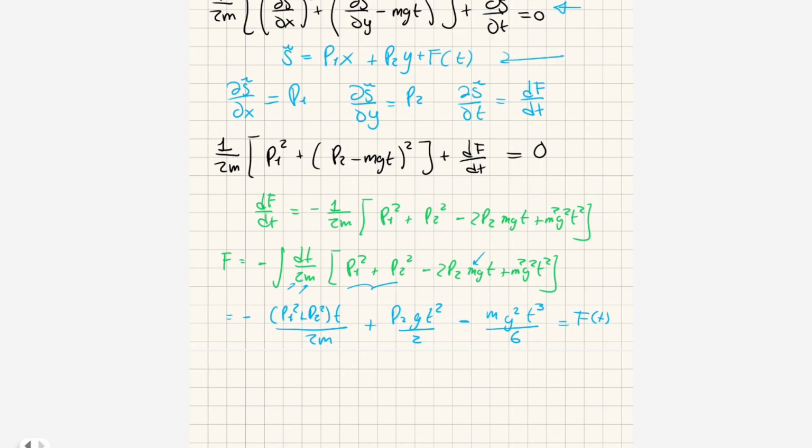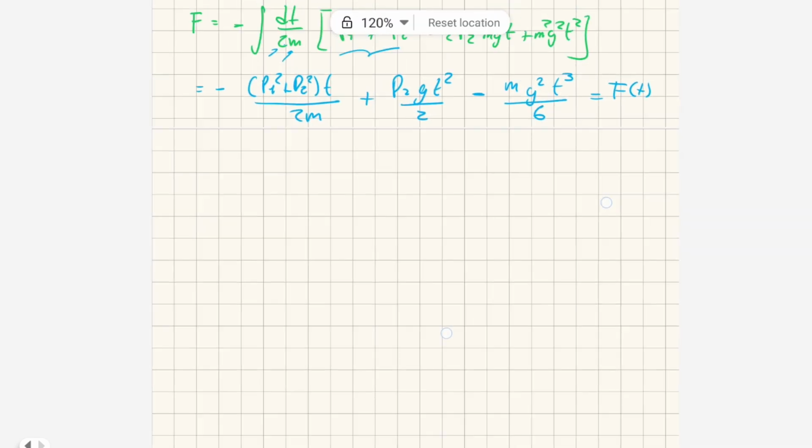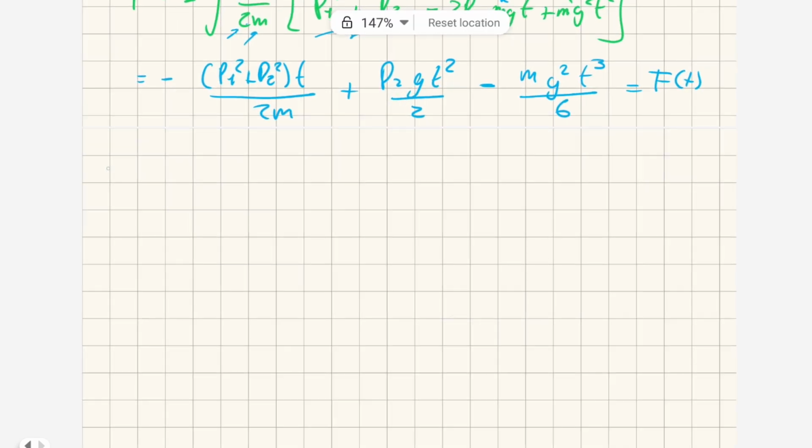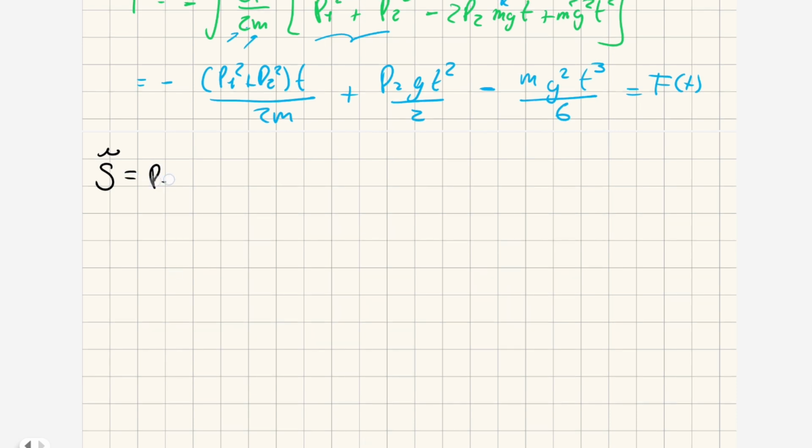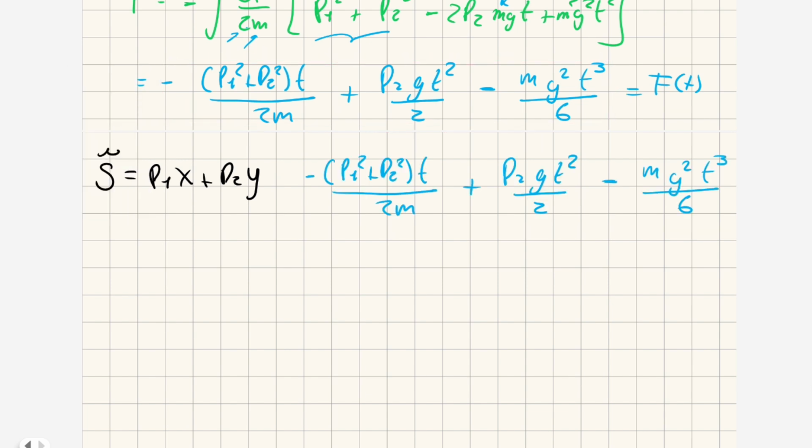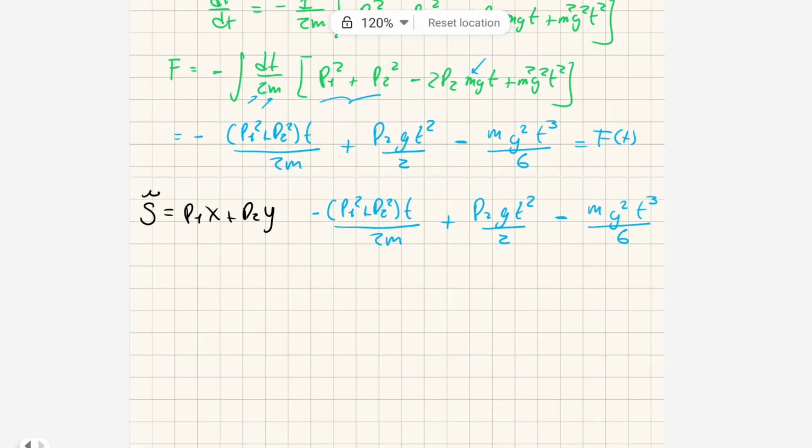So this is the function f of t that corresponds to the proposal of solution to the Hamilton-Jacobi equation that we made. And then if we construct that function, we know that it was s tilde equals p1 x plus p2 y, and then plus all these function, right? Let me copy. Yeah, I think we will have something like this.